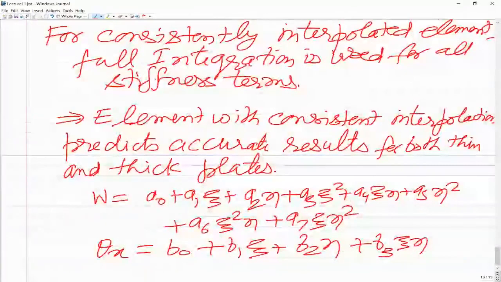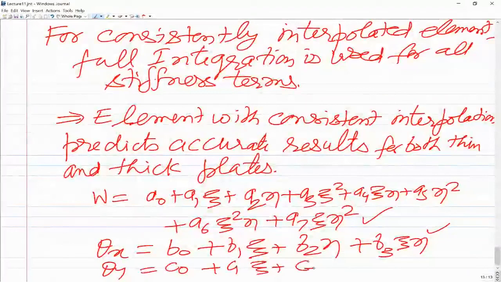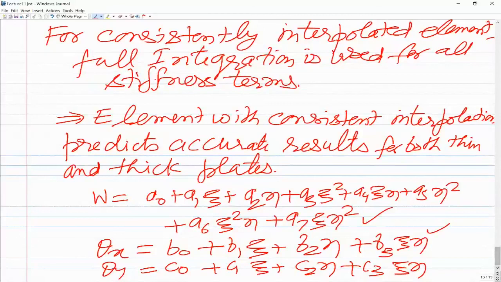Now since we want this kind of interpolation, in theta x, or similarly in theta y, c0 plus c1 xi plus c2 eta plus c3 xi eta, we have only four unknown constants. These four unknown constants will be expressed in terms of values of theta x and theta y at the corner nodes. That is why corner nodes have w as well as theta x and theta y degrees of freedom, whereas the mid-side nodes have only w, because theta x and theta y we want to have only linear, so we are interpolating in terms of only corner nodes. Is that understood, clear? Yes, sir. Thank you.